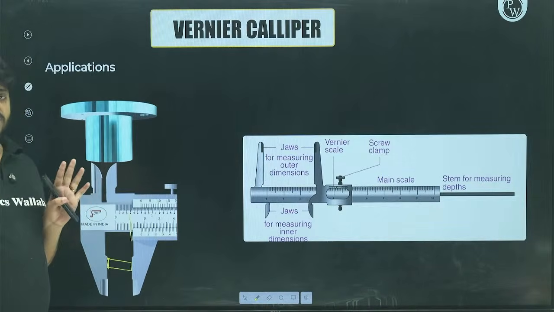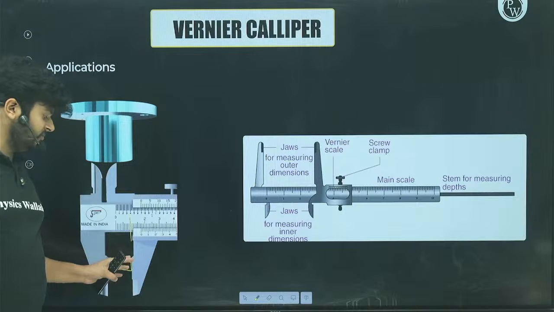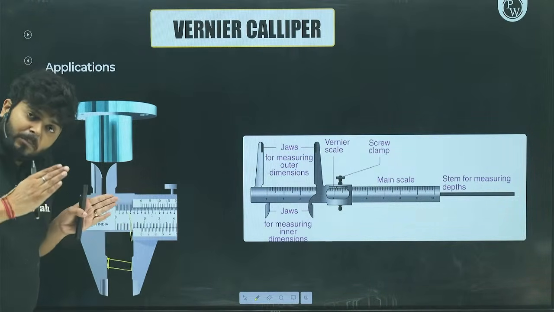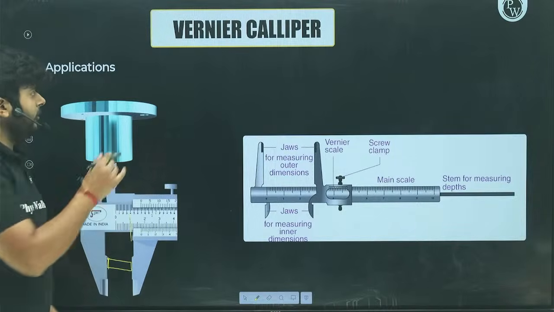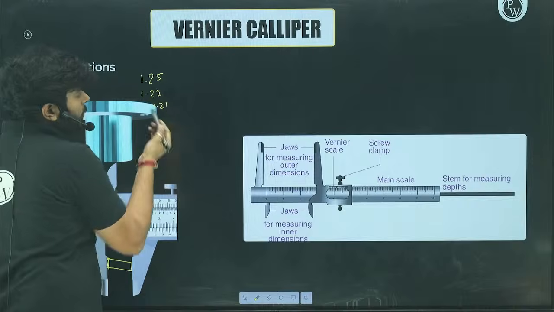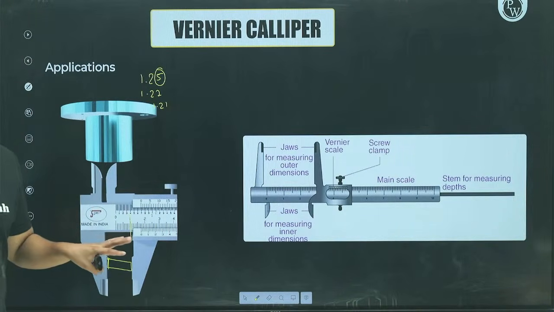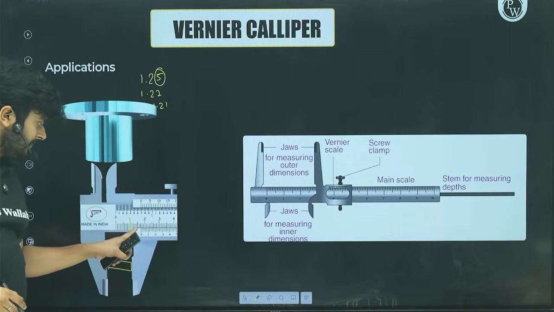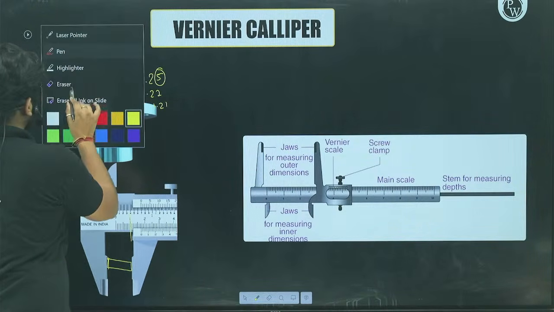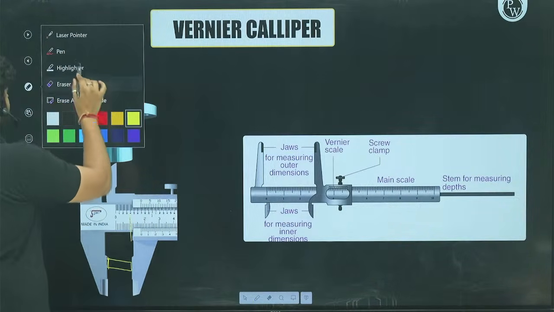In a general setting, if I had a simple scale, I would say that this object is 1.2 centimeter long. But in reality, it is slightly bigger than 1.2. It could be 1.25, 1.27, 1.2321, like that. So how will you get the other part? That other part you can get with the help of the sliding scale or vernier scale. The first part of the reading you will get from the main scale, and the second part from the vernier scale.